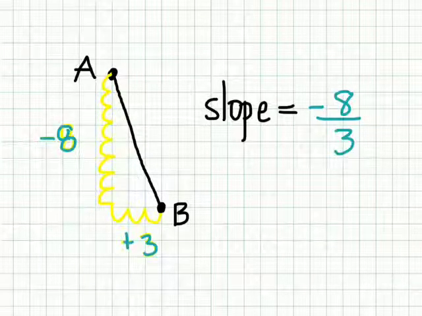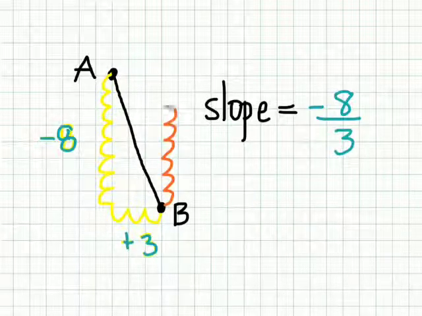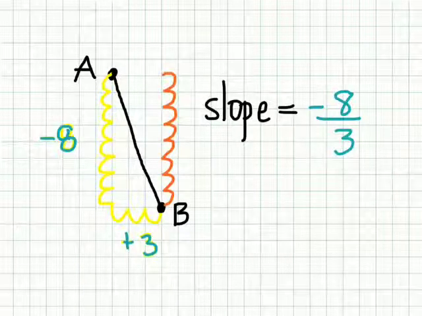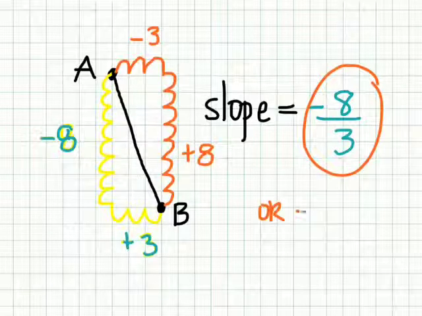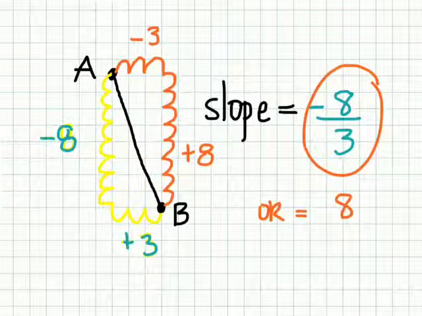Now some of you may ask, well, what if I counted upwards? 1, 2, 3, 4, 5, 6, 7, 8. Is that positive or negative? +8. But then if we move to the left, is that positive or negative? Negative. So you can write it like this, or you could say the slope is equal to +8 over -3.